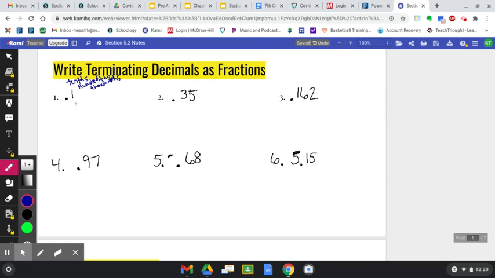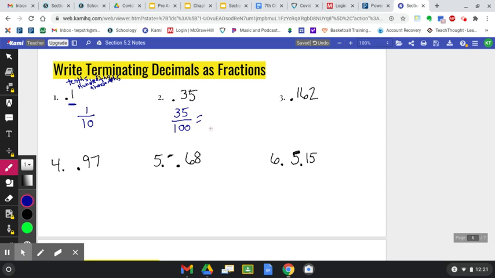So to turn it into a fraction, anything that terminates, I can read that as 1/10, right? And since it's only one digit, that means I only need one 0 on the bottom. So here, the next one, 35 goes on top, and this would be hundredths, right? There's 2 values, so I'm going to have 2 zeros.